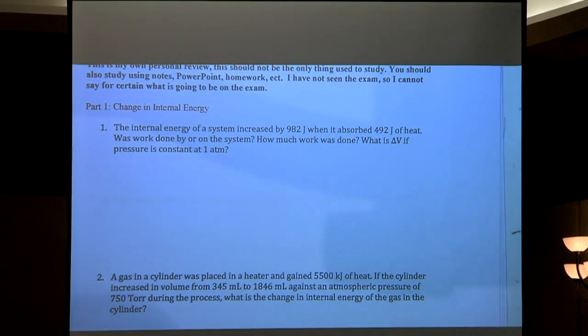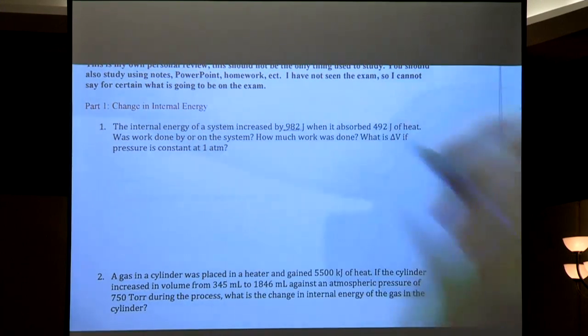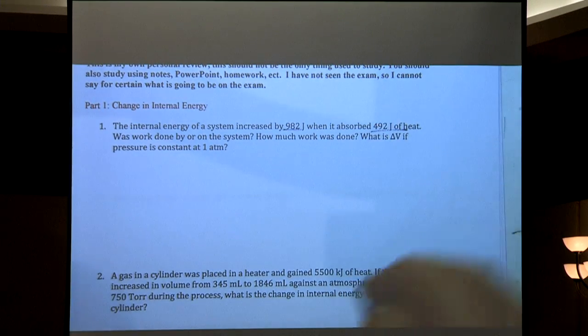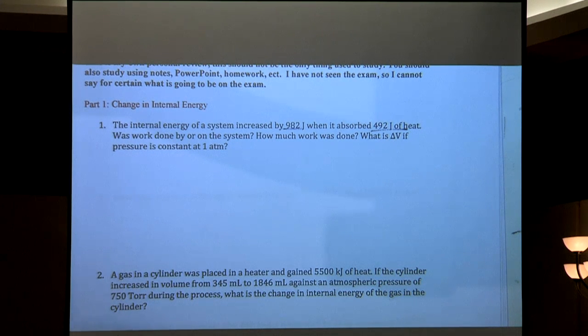All right, so the first question is: the internal energy of a system is increased by 982 joules when it absorbs 492 joules of heat. Was the work done by or on the system? How much work was done? What is delta V if the pressure is constant at 1 atm?